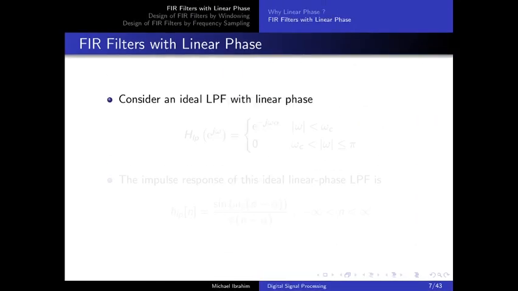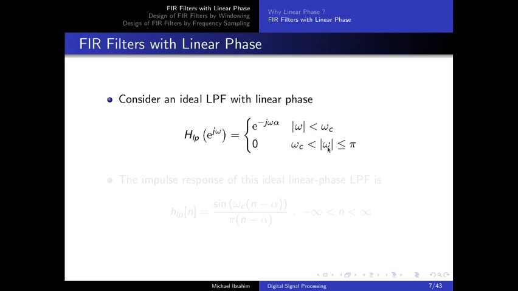So consider an ideal low-pass filter with a linear phase whose frequency response is given as follows: e to the power negative j omega alpha, where modulus omega is less than omega c. This is basically equivalent to saying omega is larger than minus omega c and less than omega c, and 0 otherwise. And this expression can also be equivalent to omega larger than omega c and less than pi, and omega larger than minus pi and less than minus omega c.